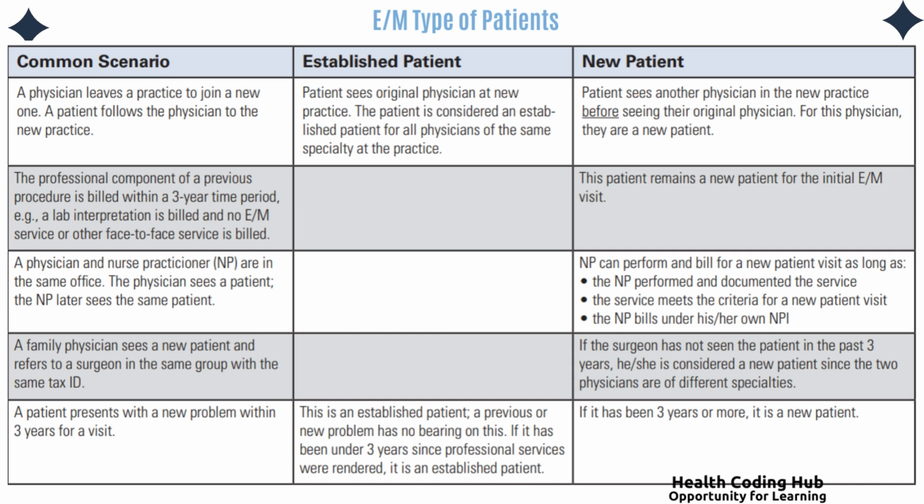The first scenario is a physician leaves a practice to join a new one, and a patient follows the physician to the new practice. Here, the established patient sees the original physician at the new practice. The patient is considered an established patient for all physicians of the same specialty at the practice. But in the case of a new patient, if he sees another physician in the new practice before seeing their original physician, for this physician they are a new patient.